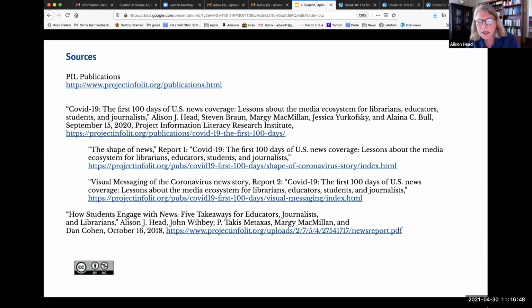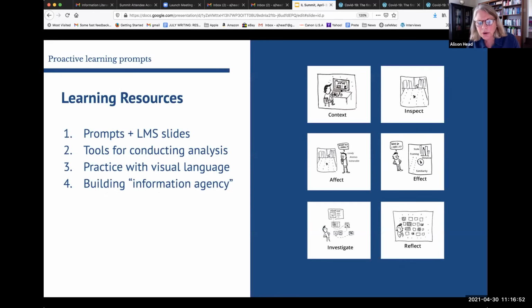Here are some sources. These slides will be available, Ken tells me. And here are the learning resources. It's just an overview. Here are Jessica's great info vizzes for using with the learning resources for visual messaging and the prompts that we provided. The LMS slides, thanks to Barbara Pfister, were developed by her, who reviewed the site with the two series and said, hey, what about LMS slides? So we took her up on it.